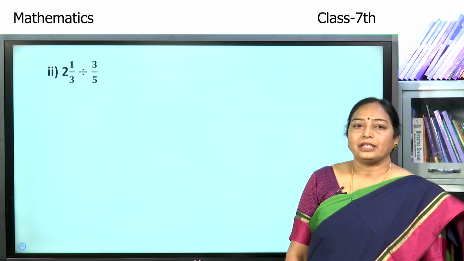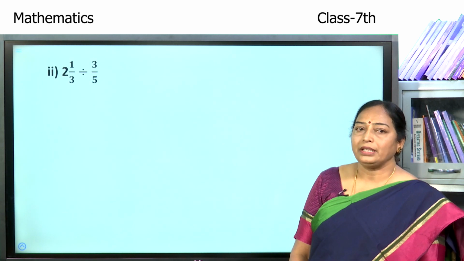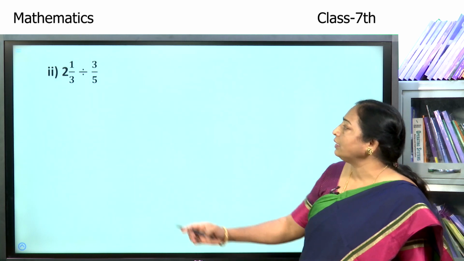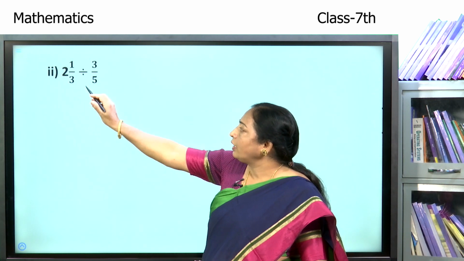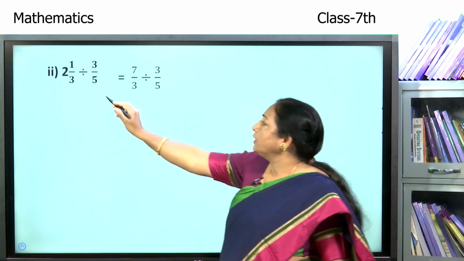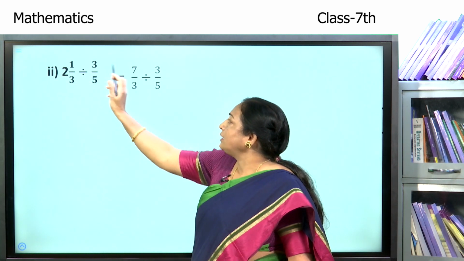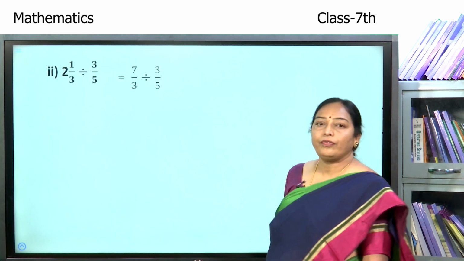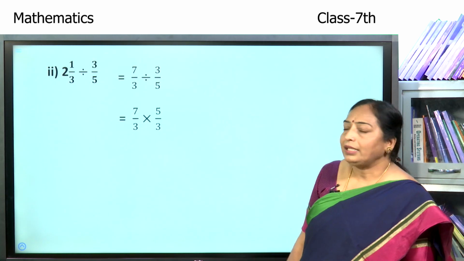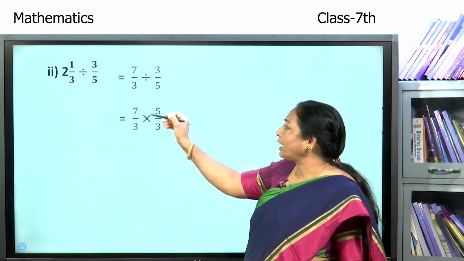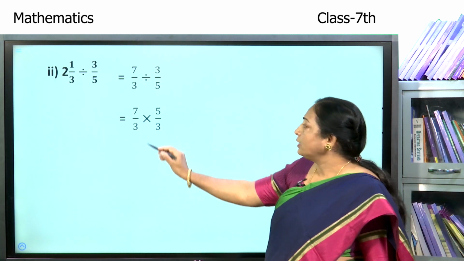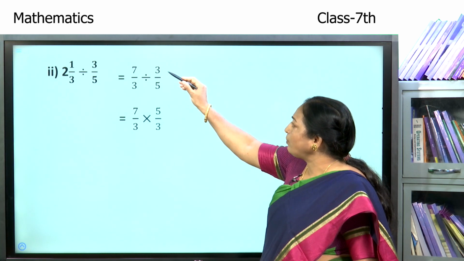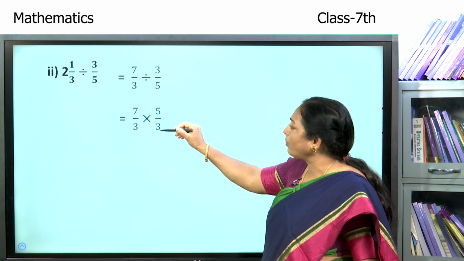We will take one more example, 2 1 by 3 divided by 3 by 5. Convert the mixed fraction as improper fraction. 3 twos are 6 plus 1 is 7. We will get 7 by 3 divided by 3 by 5. Again, change the sign division as multiplication. 7 by 3 is multiplied by the reciprocal of 3 by 5. What is the reciprocal of 3 by 5? That is 5 by 3.